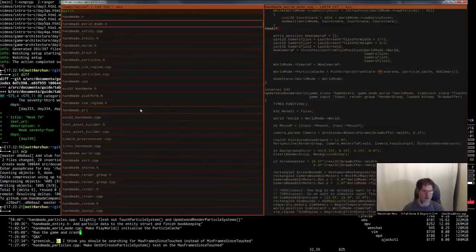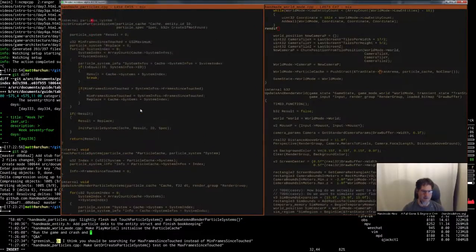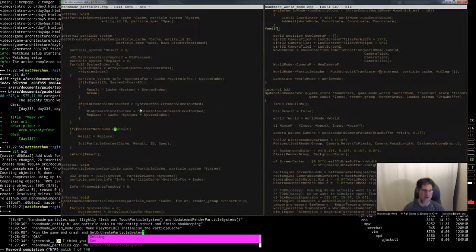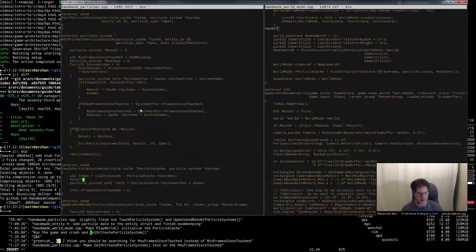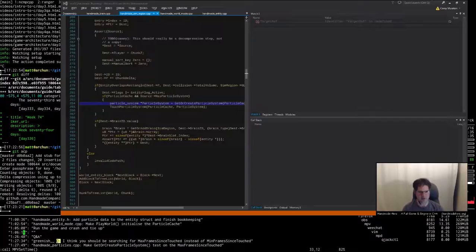Although I'll do one as I'm thinking of it here. When we actually create one of these particle systems, we did pass a flag that says whether we want to create if not found. So we probably want to do a check there to say we won't actually replace the particle system in the case where it's not supposed to be done. Also, I would probably do this, to make sure that the index is less than system infos. Go. And I think that's about it.